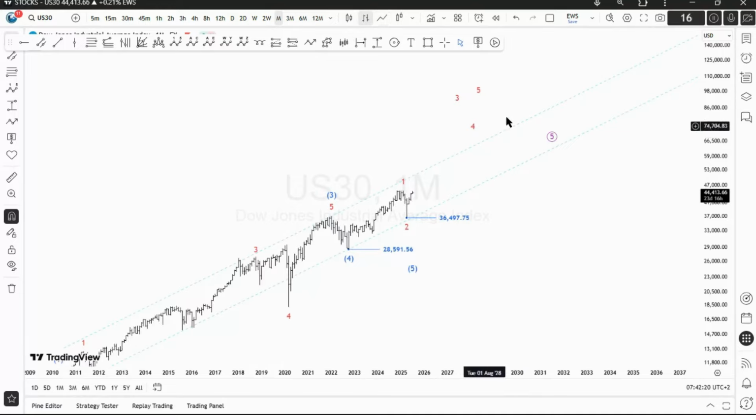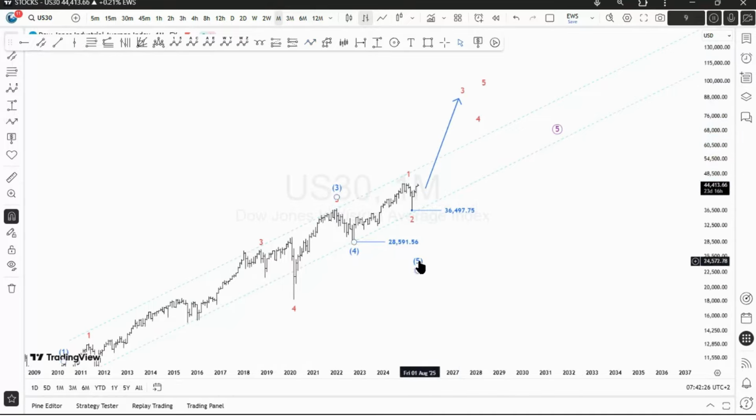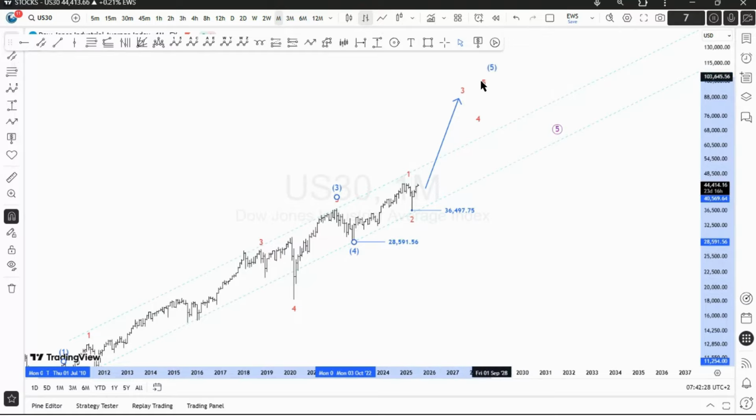Now because I'm out of time, we should continue to push higher here in indexes for the third wave, and then the fourth, and then to complete what our fifth wave right there.